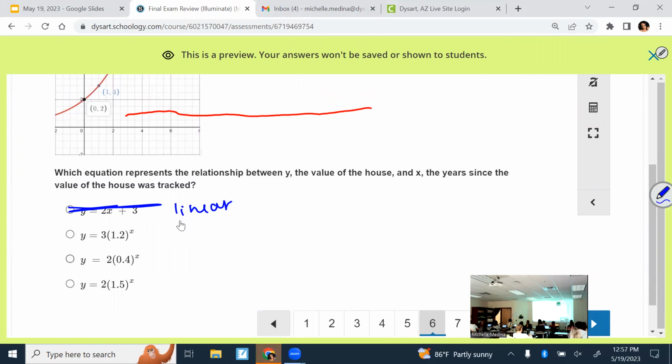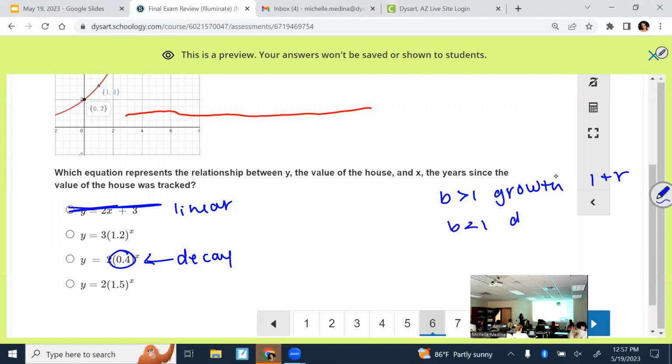Okay, yeah. This one is decay. How do you know? Because of the part that's attached to the exponent. So if the b is greater than one, it's growth, because that would have to have been the one plus r. If b is less than one, then it's decay. So because this is smaller than one, I know that's decay, and it said it's appreciating, not decaying. So we're not going to take that one. So now it's a 50-50 shot.